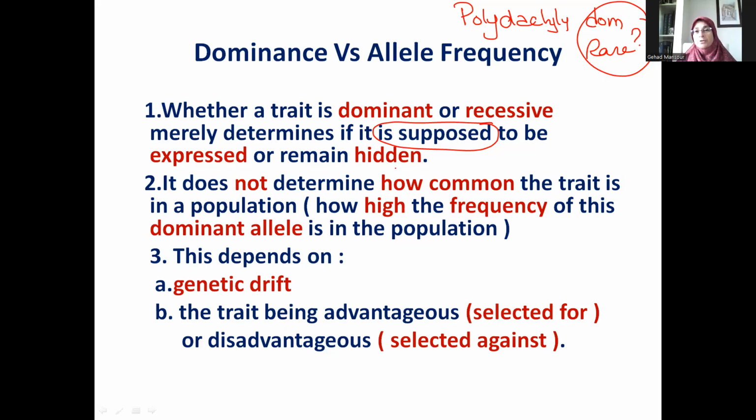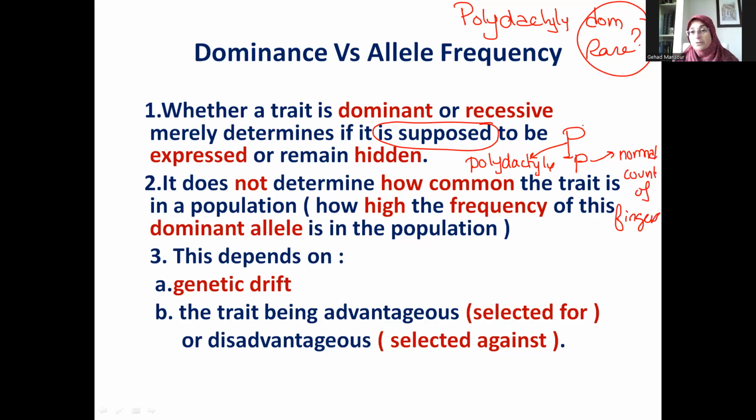So again, if I have a dominant allele, say, for example, capital P for polydactyly, and small p for normal fingers, the normal count or number of fingers.